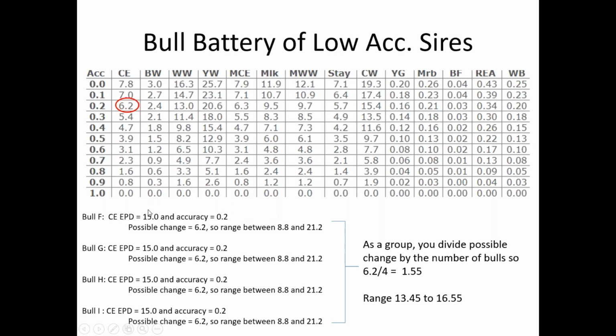So if we have a bull battery of 4 bulls, all with the same calving ease EPD, and all with the same accuracy of 0.2. So going back to our very first example, possible change is 6.2, so the range would end up between 8.8 and 21.2. But because you're using 4 bulls with that same calving ease EPD, as a group, you can actually divide that possible change by 4. And so as a group, you would expect their EPDs to land somewhere between 13.4 and 16.5. So it's actually a nice way of being able to test some young genetics and find those superstars, but without having too much risk in getting a whole bunch of calving ease problems.